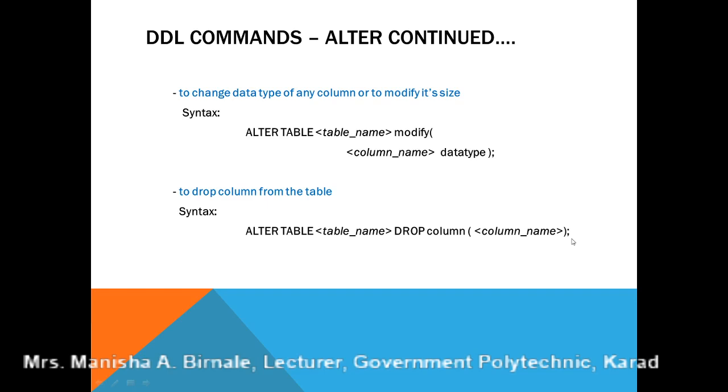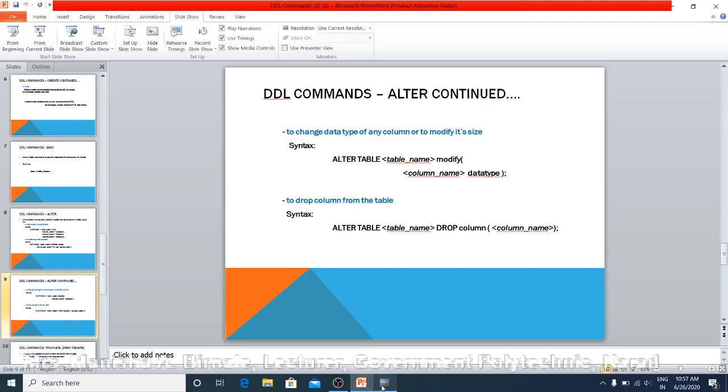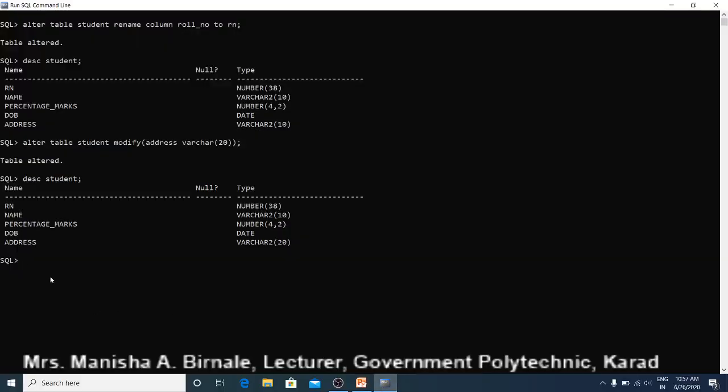Now in our student table, suppose we want to drop the column address. Now we think that the address column is not necessary and we want to drop that column. So let us see. Alter table. Name of table is student. Then drop column, and in front of it you have to write the name of the column. Name of column is address.